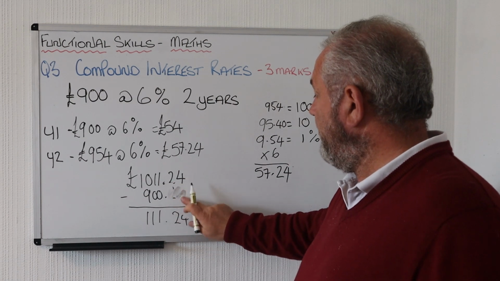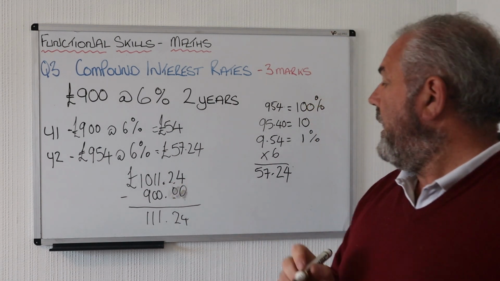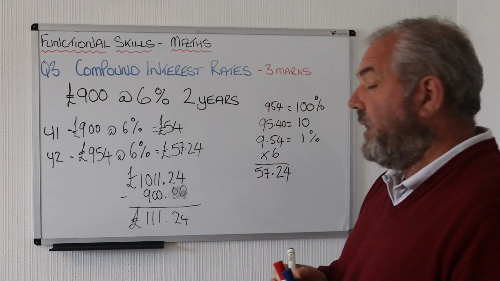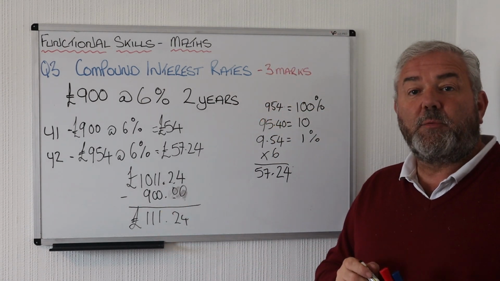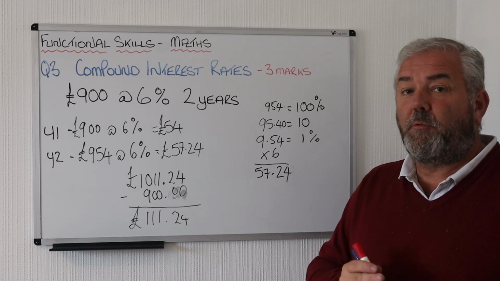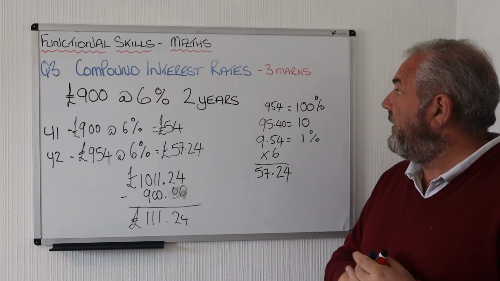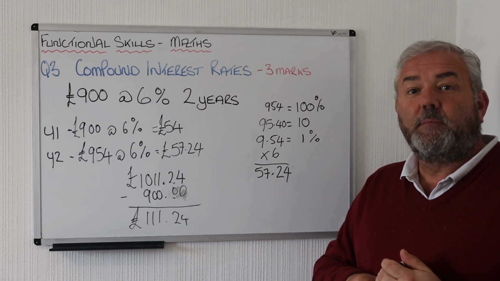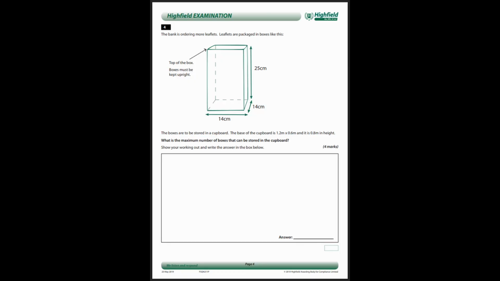£111.24. It should be 00. Okay, so therefore the amount of interest we've earned is £111.24. Did you get that? Well done if you did. But hopefully I've explained a little bit more on what compound interest rates are now. Let's go to the next question.